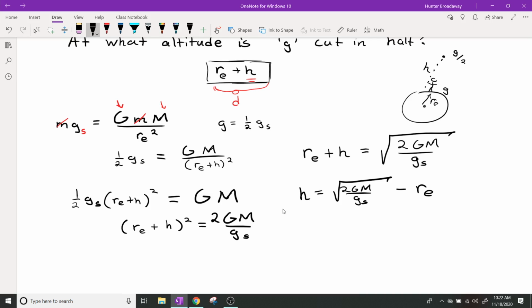Okay. Well, at this point, it's just plug and chug. Now, this is not the most elegant solution, but as long as the algebra is correct, it should work. And it seems like it's legit. So we're going to need to plug and chug this stuff. Now, keep in mind, when you put this in the calculator, definitely square root at the end. So that's 2 times 6.67 times 10 to the negative 11th times 5.9 times 10 to the 24th kilograms, divided by 9.8, minus the radius of the Earth, 6.37 times 10 to the 6th meters.